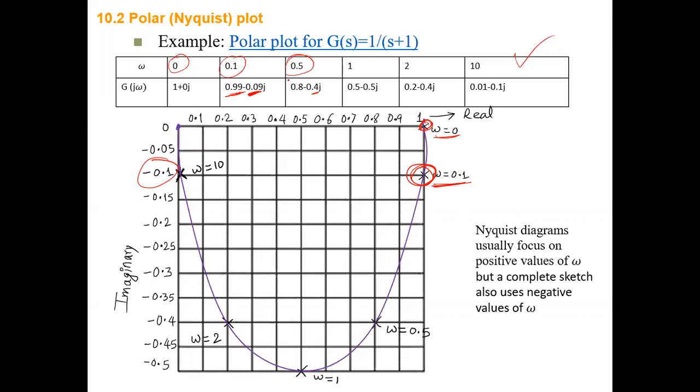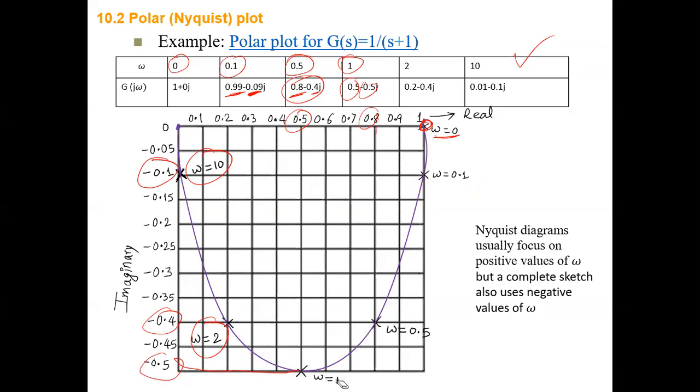How about omega 0.5? 0.8 means this guy on the real axis. Then what is the 0.4? Negative, that's 0.4. Look at that. This guy is this guy. Similarly, for omega 1, it's 0.5, 0.5, which is exactly here. This is omega equals 1. Similarly, omega equals 2 here, then omega equals 10 here.